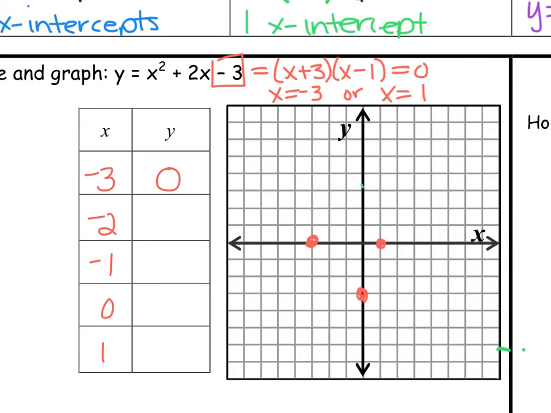When I plug in negative 2, my output is negative 3. My input is negative 1, my output is negative 4. My input is 0, my output is negative 3. My input is 1, my output is 0.